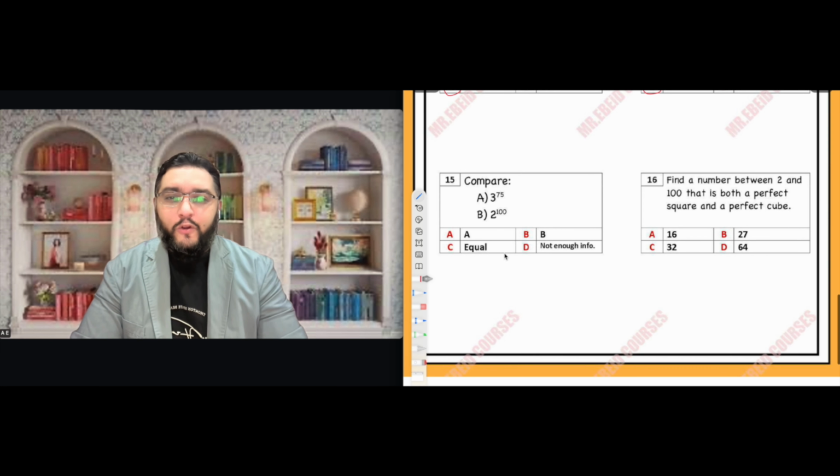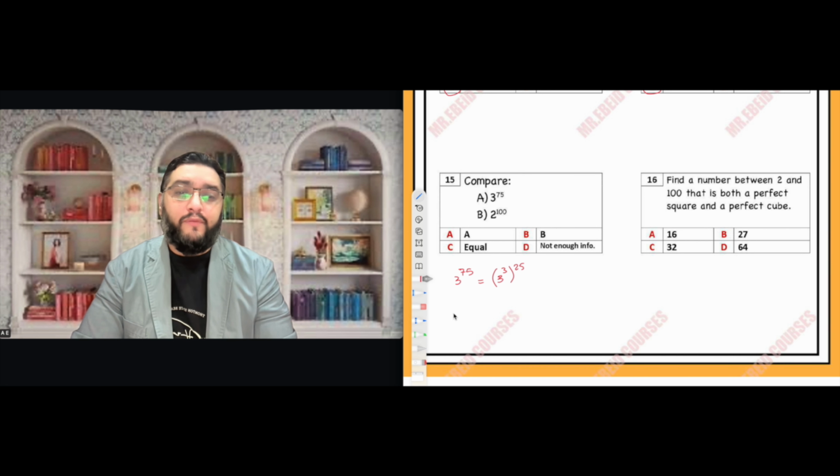Question 15. Compare between 3 power 75 and 2 raised to the power of 100. You can write 3 power 75 as 3 raised to the power of 3, all to the power of 25, as you know that 75 is 3 times 25. The same for 2 raised to the power of 100. It's 2 raised to the power of 4, all to the power of 25.